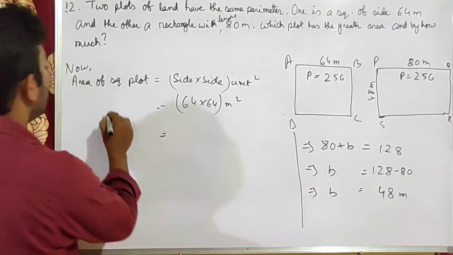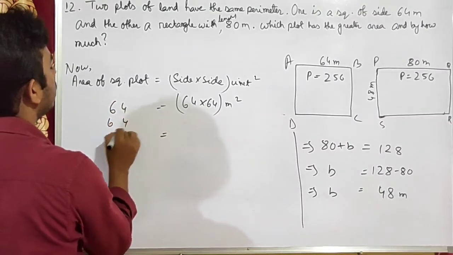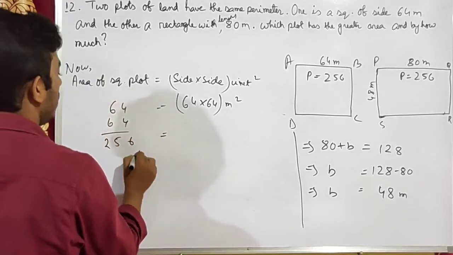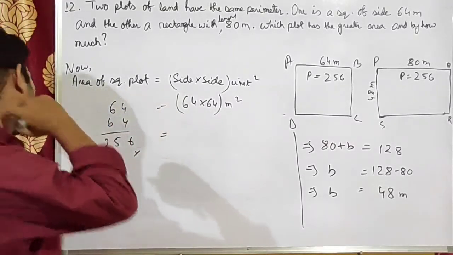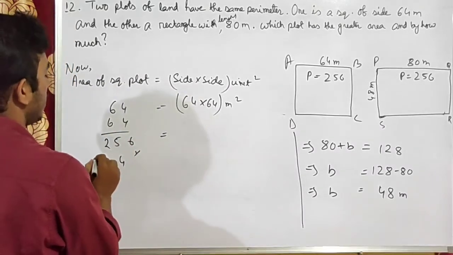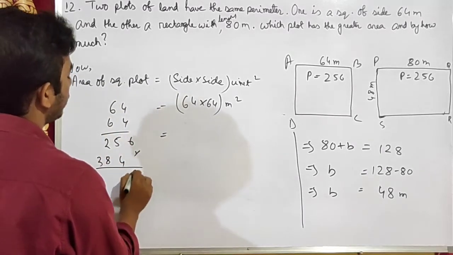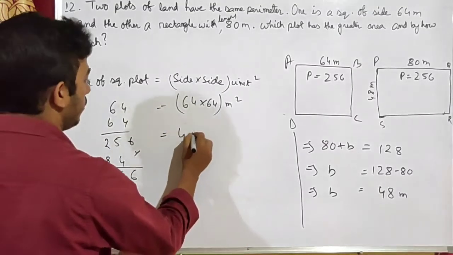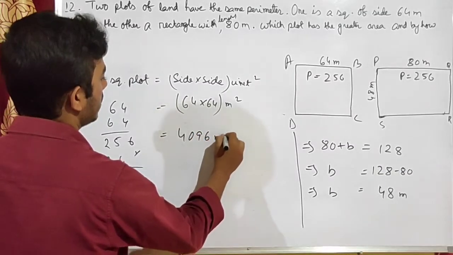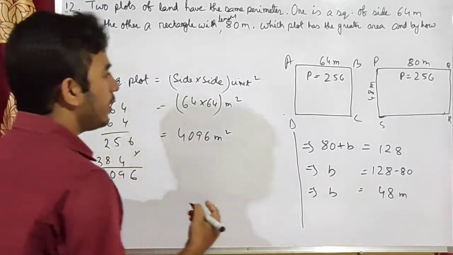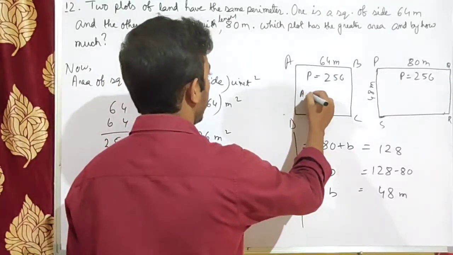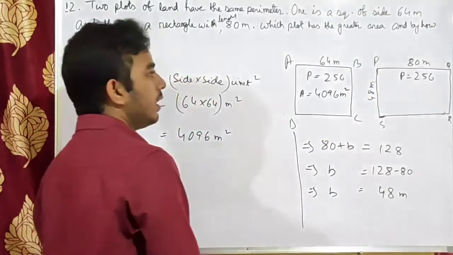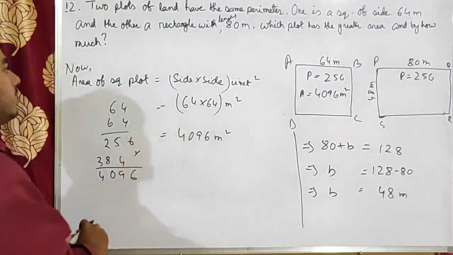Now 64 into 64 is how much? Look, 64 into 64. 4 into 4 is 16. 6 into 4 is 24. Then 6 into 6 is 36. Adding up, we get 4096 meter square. So the area of the square plot is 4096 meter square. Okay. Now we have to find out the area of the rectangle.